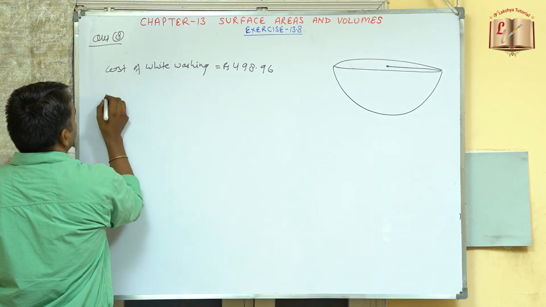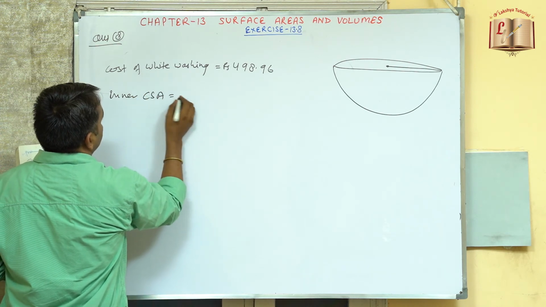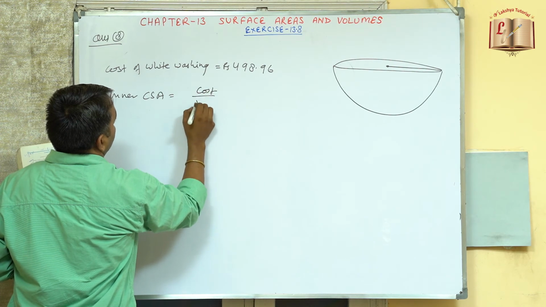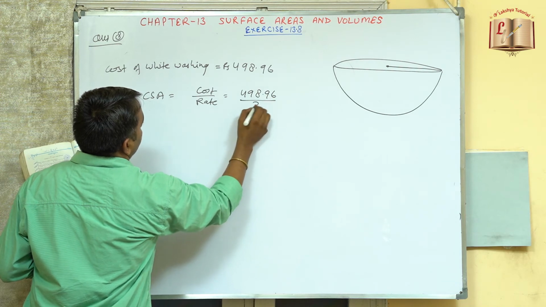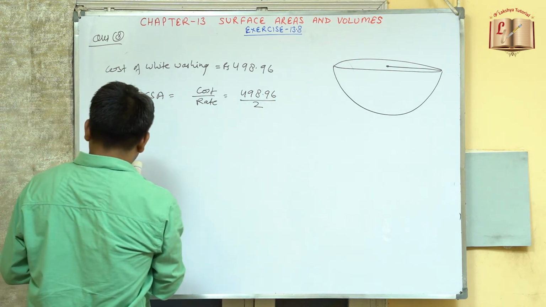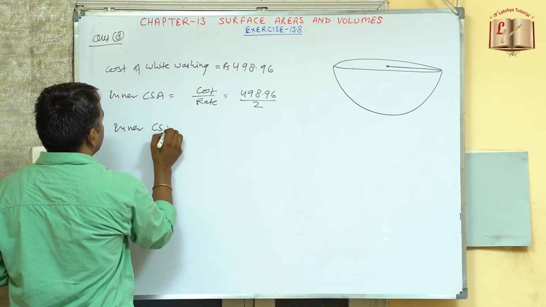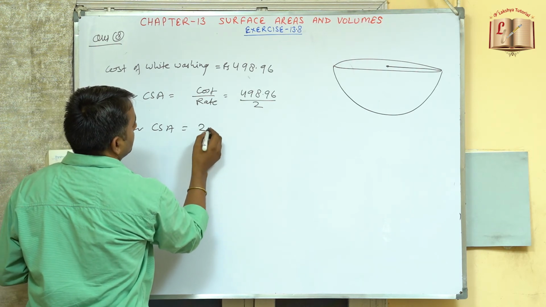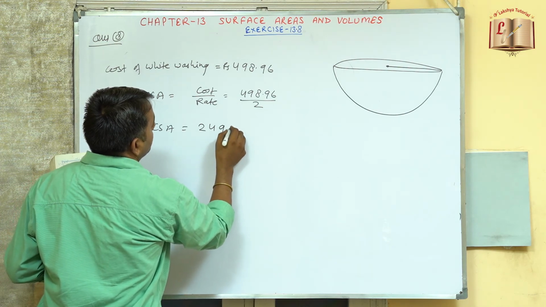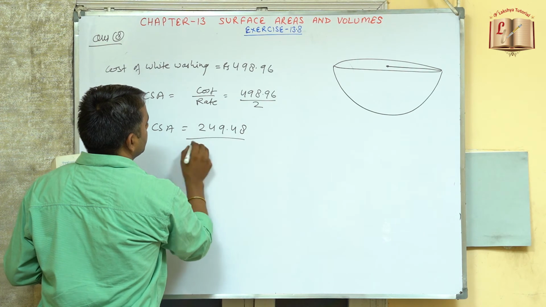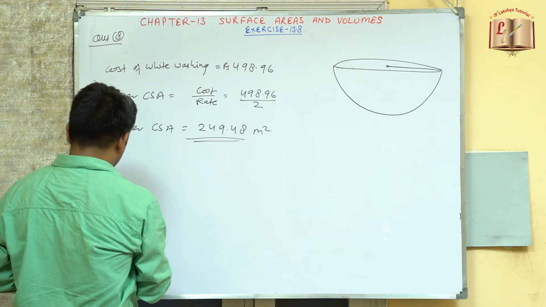So we can find the inside surface area or inner CSA. This is equal to the cost divided by the rate. The cost is given, 498.96 divided by 2. So this can be solved. So the inner CSA on solving gives 249.48 square meters.